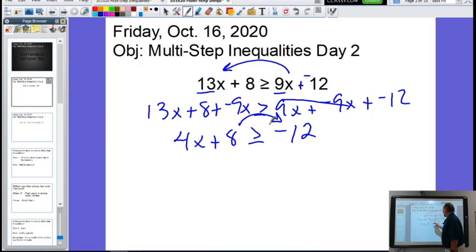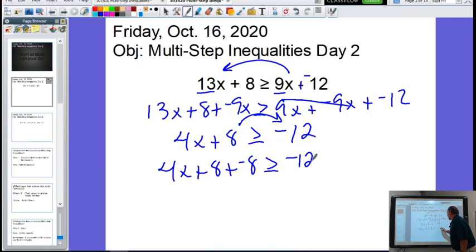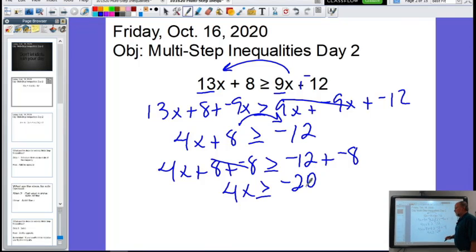So I move the 8 over to be with the negative 12. So 4x plus 8 plus negative 8 is greater than or equal to negative 12 plus negative 8. My 8's go away and we're left with 4x is greater than or equal to, and then negative 12 and negative 8 make negative 20. We divide both sides by 4 and we end up with x is greater than or equal to negative 5.